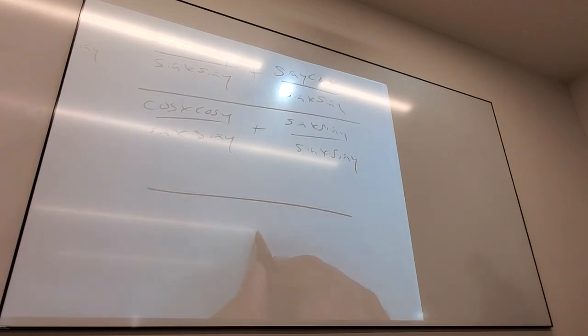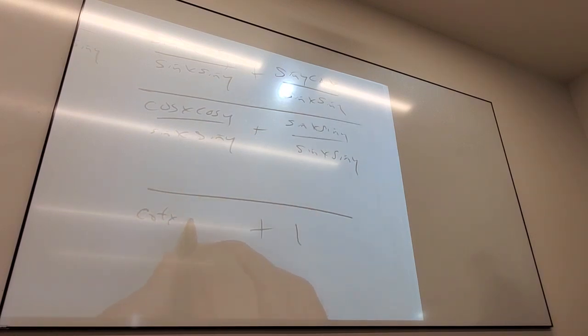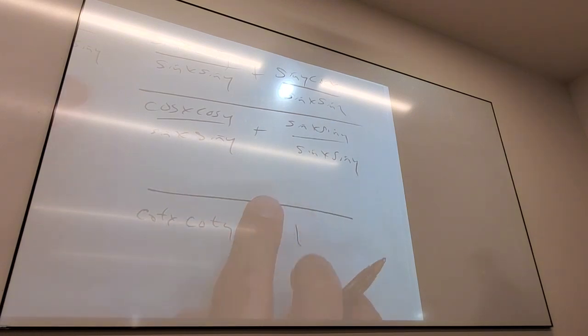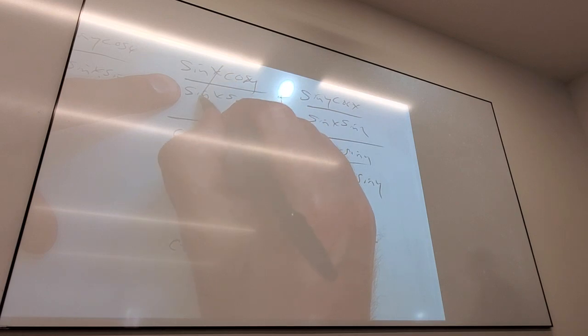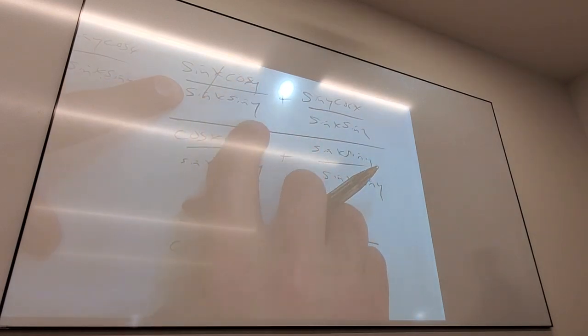So on the bottom I get plus 1, yes? And what's cosine x over sine x? Cotangent x. And what's cosine y over sine y? Cotangent y. What's sine x divided by sine x? What's cosine y divided by sine y?